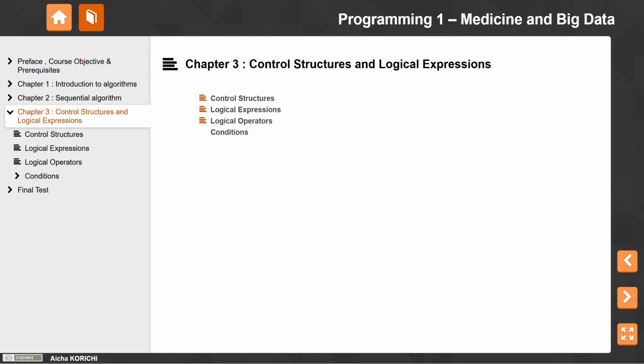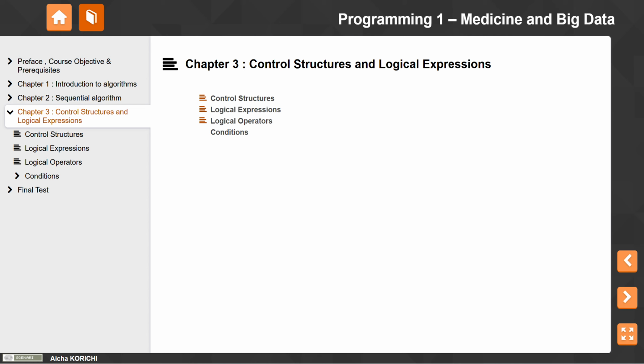Thank you for your attention and for following along with this session. Today we explored chapter 2, sequential algorithms, one of the most essential topics in programming. We discussed how to break down a problem, define the input and the output, write logical steps in pseudocode, and implement a real-world example using Python, like the BMI calculator.